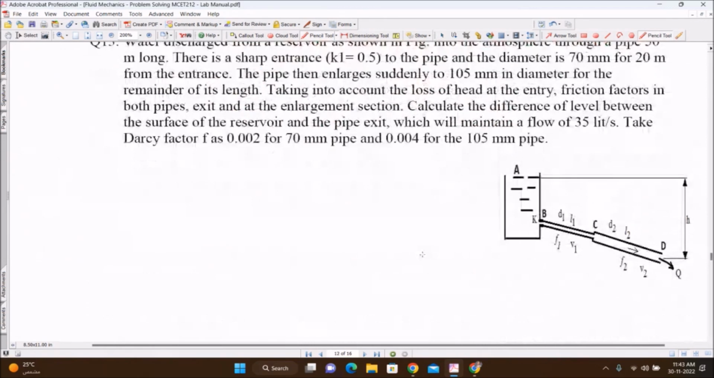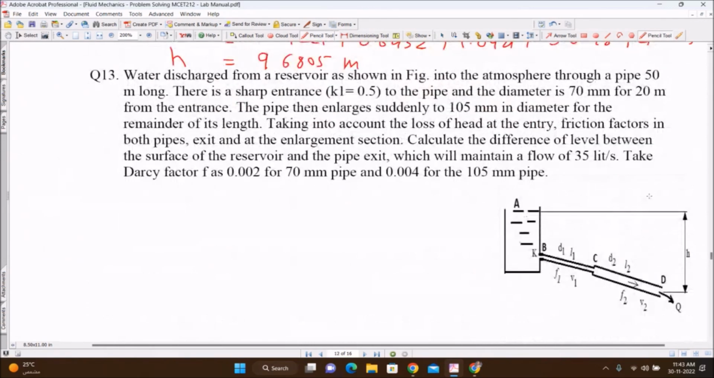Now second problem. It's the same problem, a similar problem. The pipe is changed now. The smaller pipe is at the beginning. So we'll collect the data. We will write the data from there. The water discharges from the reservoir as shown in the figure into the atmosphere. So L is again 50.